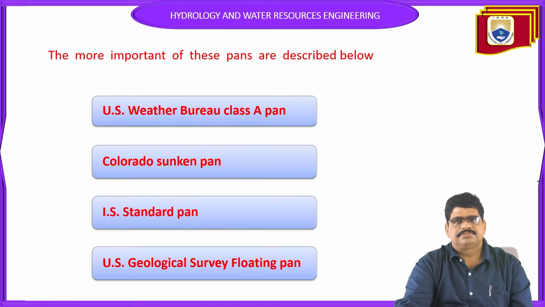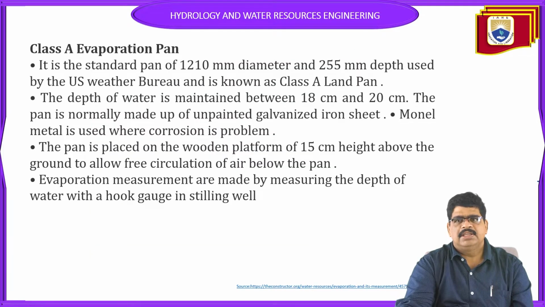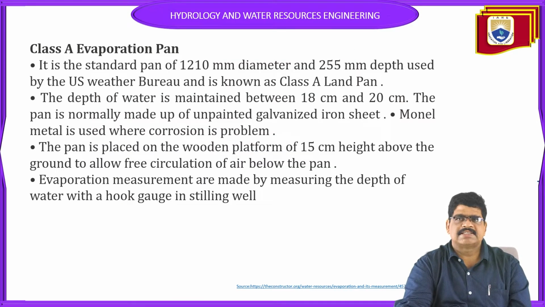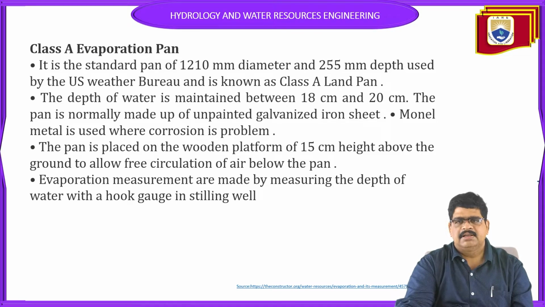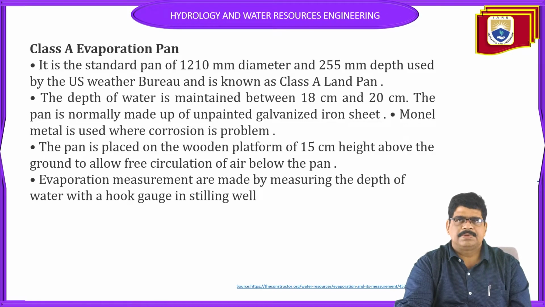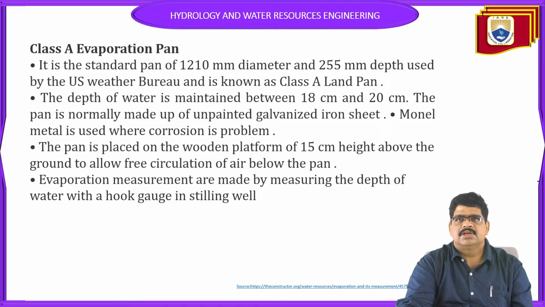The pan coefficient can be of four types. The very first one is the US Bureau Class A pan. Let us see that one. The Class A pan is a standard pan, with a diameter of 1210 mm and a depth of 255 mm, used by the US Weather Bureau, known as the Class A land pan. United States Weather Bureau is known as USWB in short form.